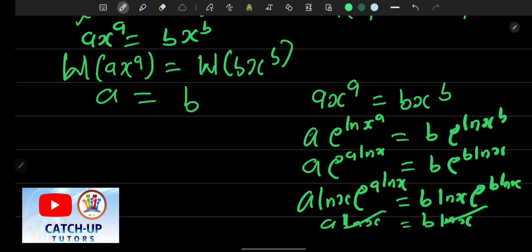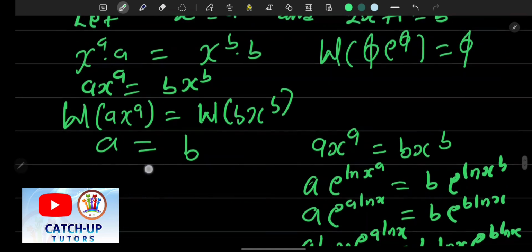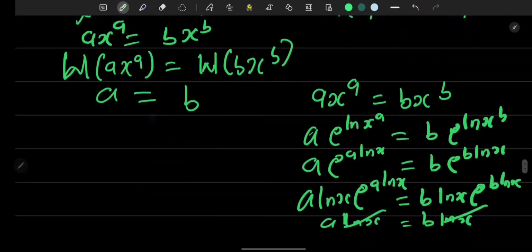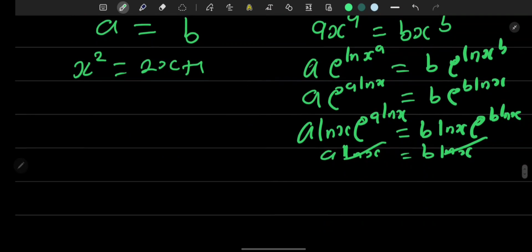Okay, now going back to this. Now from here we assume a to be x squared and b to be 2x plus 1. So let's replace that. This is x squared, then 2x plus 1. Okay, so let's rewrite this in terms of a quadratic equation. That will be x squared minus 2x plus 1 equals 0.